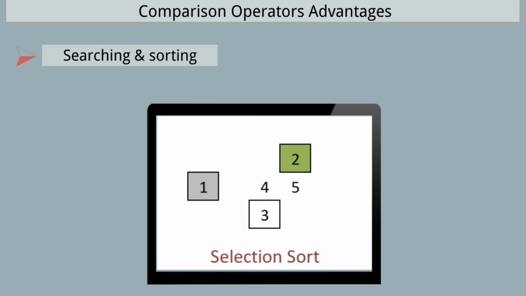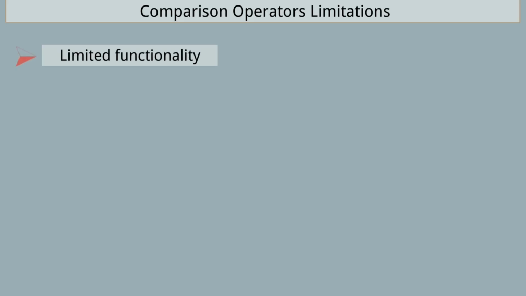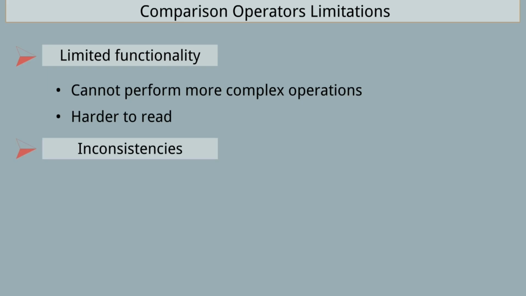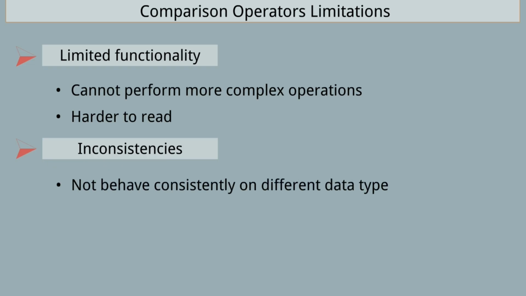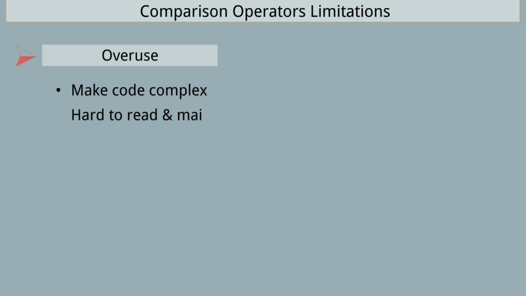All right, now let's look at some of the disadvantages. And the first one is limited functionality. Comparison operators only handle simple comparisons, making complex tasks more verbose and harder to read. Then there is inconsistency. They may behave unexpectedly across data types, like when comparing strings and numbers. Then there is overuse. Excessive use can complicate code readability and maintenance.